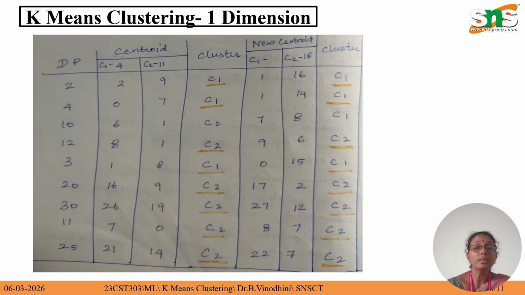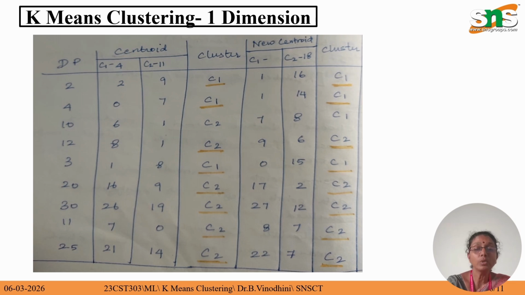The fourth column shows the new clusters. How do we find the new clusters? For each data point we calculate the distance to the two centroids. Whichever centroid gives the minimum distance, that cluster name is assigned to the data point. Here 2 is assigned to C1, 4 is C1, and 10 is C2. 12 is C2. In the same way we continue assigning.